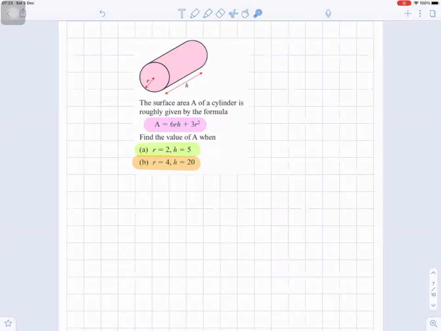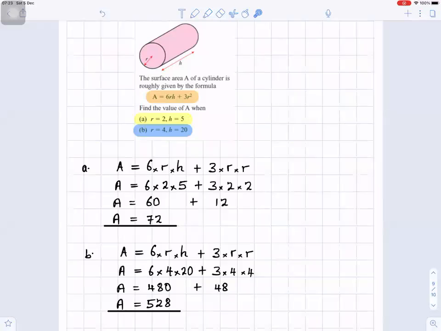The surface area A of a cylinder is roughly given by the formula A = 6RH + 3R². Find the value of A when R is 2 and when H is 5, and when R is 4 and when H is 20.